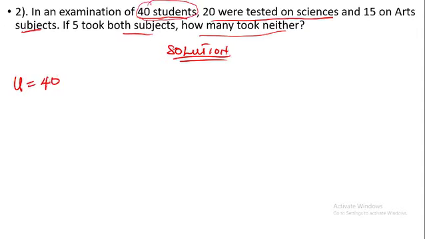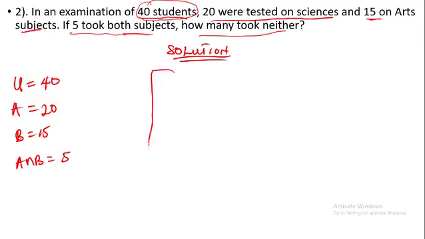Now for those who took sciences, let us use A for sciences. There were 20. Those who took arts courses, let's take it to be B. There were 15. With those who took both, which is the intersection of A and B, A intersection B is equal to 5. So with this now, let us form the equation. Okay, let's form our Venn diagram.